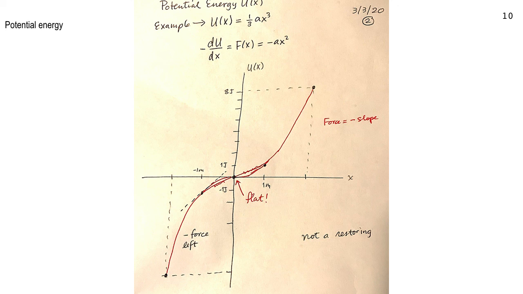But what I want to show you is that this one, we can graph it out. U of x. Now the vertical axis is going to be in joules.